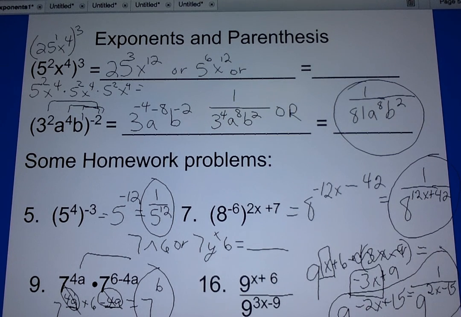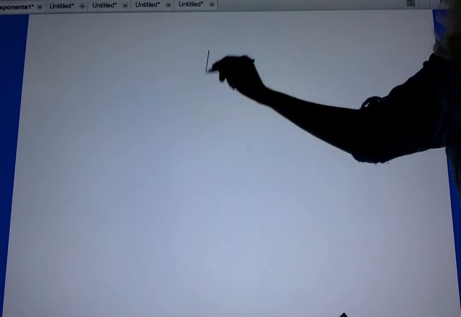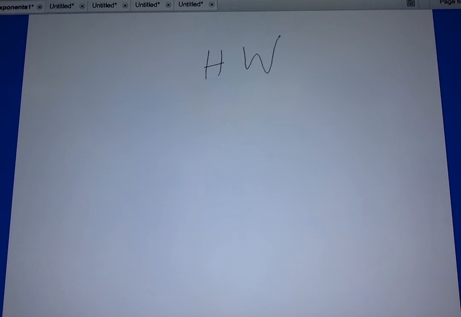Okay. Now, your homework right here is to do 4.1 property of exponents, the front and the back page, 20 problems. Have fun, students.